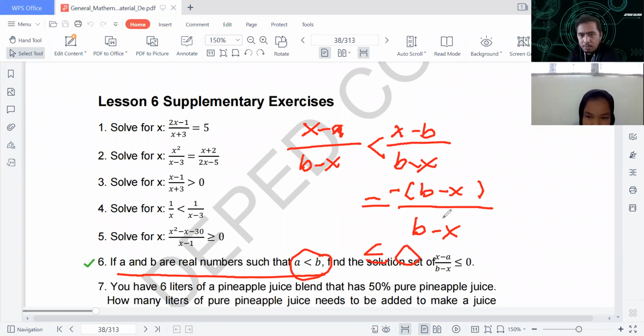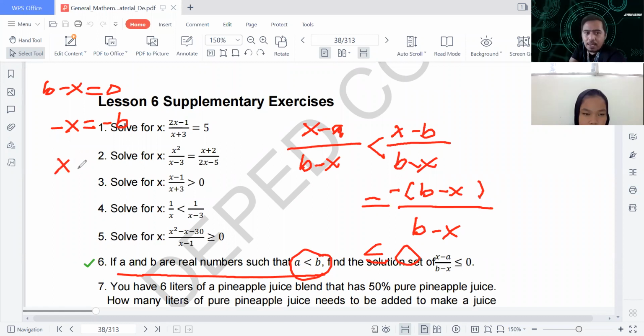What we will be doing is equating each factor to 0. So what we have is b minus x equal to 0. If we solve for x, negative x is equal to negative b, divide by negative, so x is b. The next thing you will be doing is plotting that number on your real number line. By the way, this b can be any real number. It can be 5, it can be 3, it can be negative 2. In general, we just use b. So this is b, the number that you will be testing first.